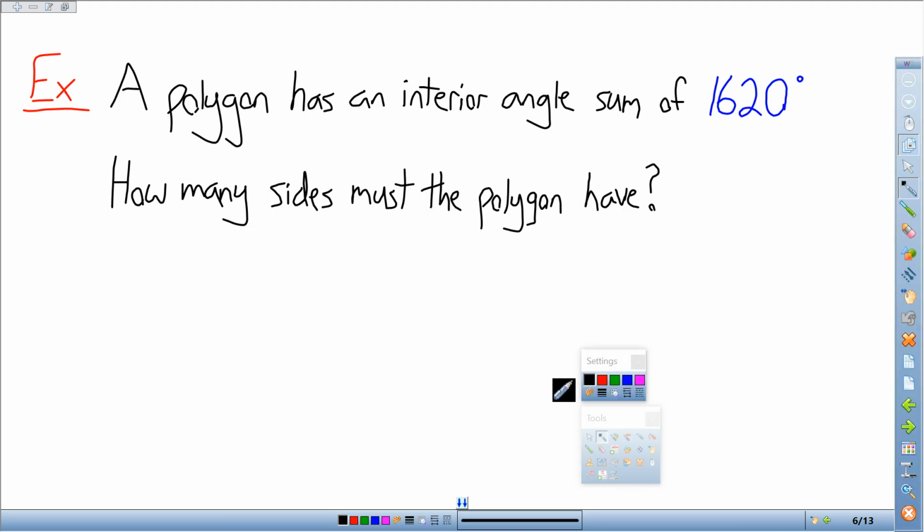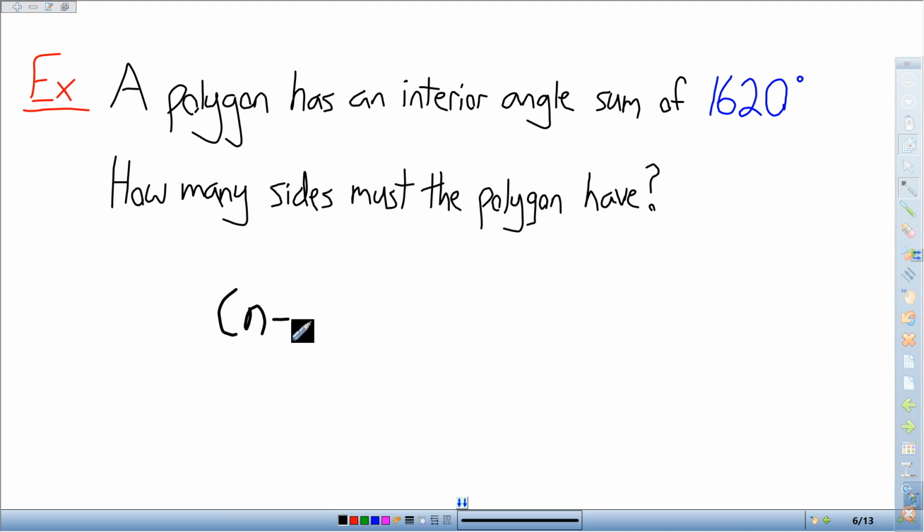Okay, so again, this is literally the reverse or opposite of what we did in the first example. They are giving us the sum of the angles and asking us how many sides it has. All right, well, here's what we know. We know that our little formula, n minus 2 times 180, gives us the sum of the interior angles, which they are telling us is 1620. So we can set that equal to 1620. They're asking how many sides the polygon has. Remember, n represents the number of sides. So we just need to solve this equation for n.